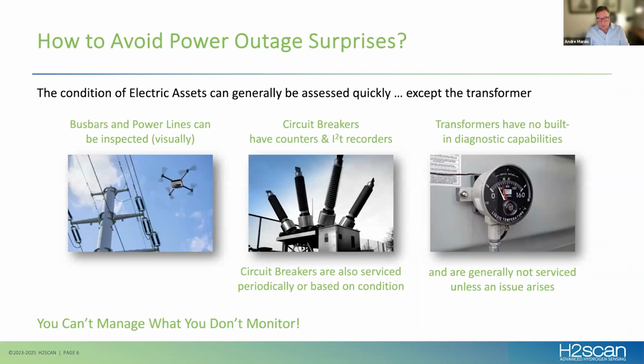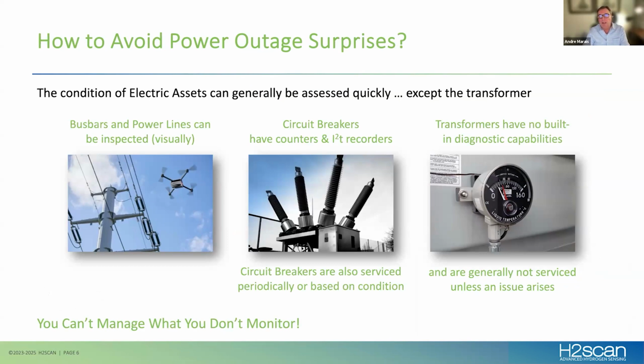So your question for yourself is, how do I avoid that surprise? What is that leading indicator? And clearly it gets to the condition of the electrical assets. And when you look at the key items in your grid, you're going to have bus bars, you're going to have power lines, circuit breakers and transformers. And by and large, the condition of the asset, the bus bars and power lines, can be inspected visually.